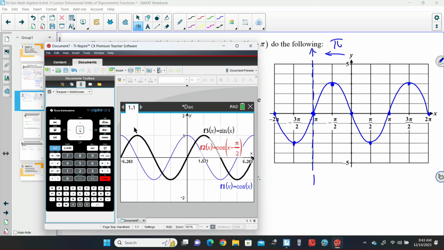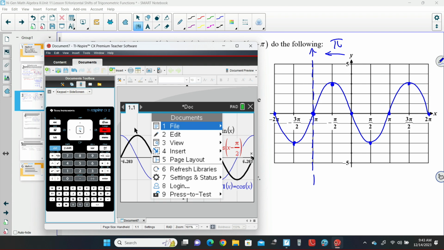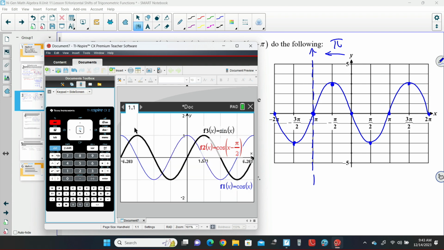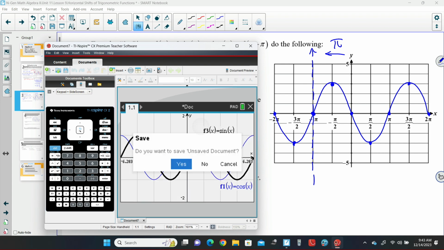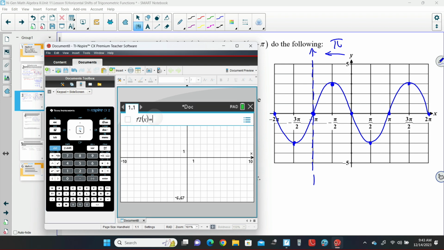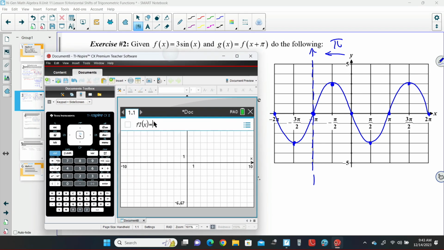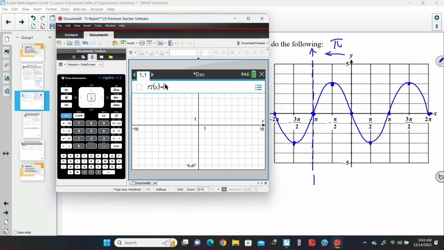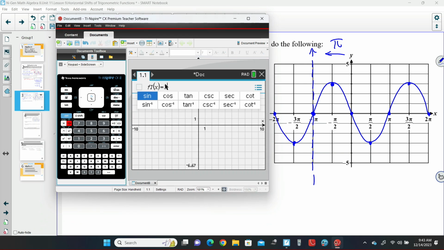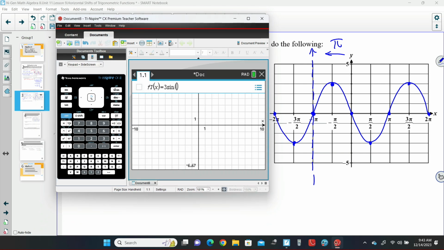Here we go. I'm going to open up, actually, you know what? I'm not going to open up a brand new doc. Yeah, actually I am, because I've got all of these functions in here. I don't think I want to do that. Here we go. So we've got the function. We just want to look at 3 times sine of x plus pi. So 3 sine of x plus pi.